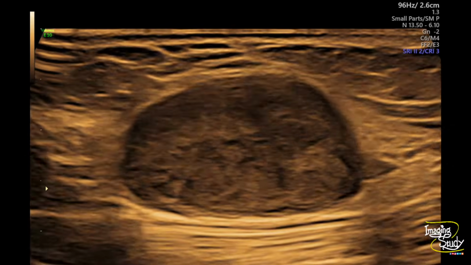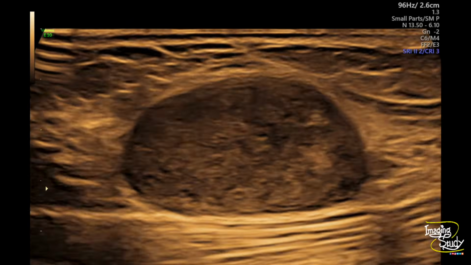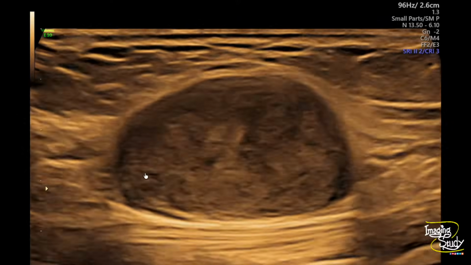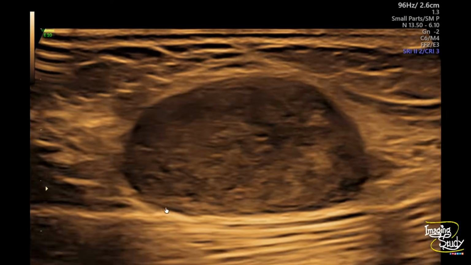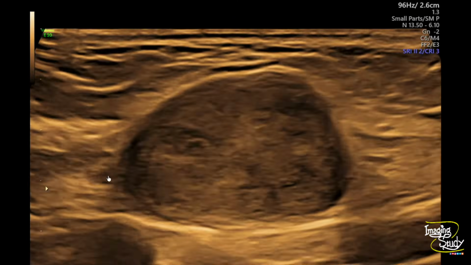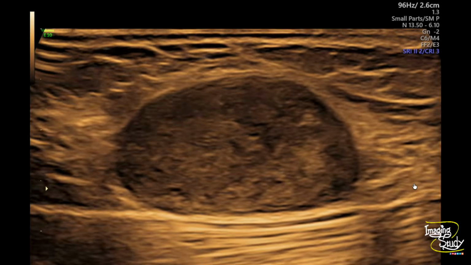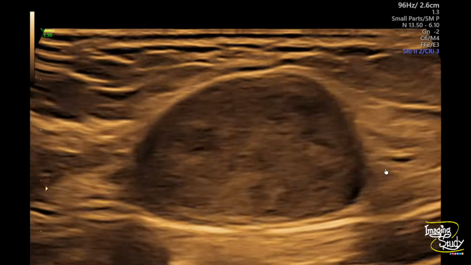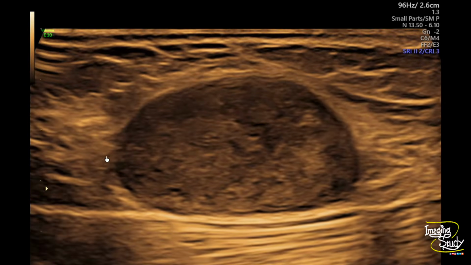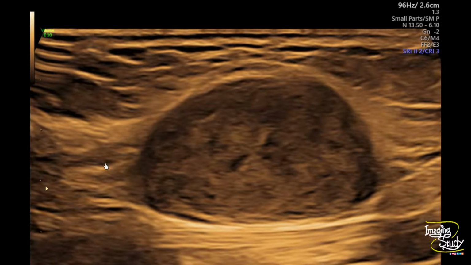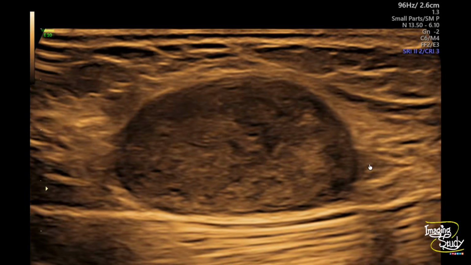Here you can see the high frequency ultrasound of the wrist swelling. You can see an ovoid heterogeneously hypoechoic mass which is well defined. You can see there is no surrounding architectural distortion. If you look carefully, you can see some tapered ends here. These tapered ends indicate it to be a nerve sheath tumor.